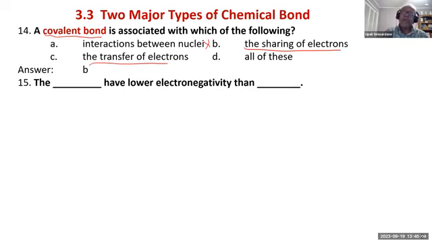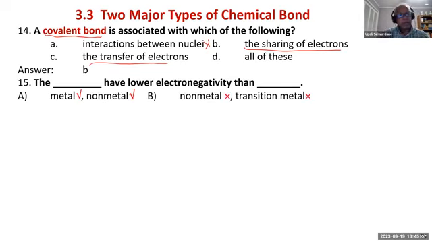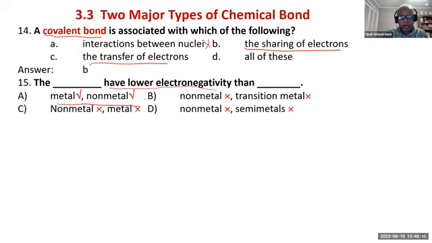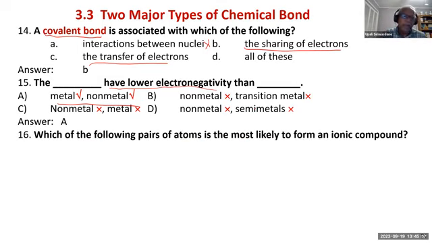The blank has lower electronegativity than blank. You can see metals have lower electronegativity, as I have shown you in the periodic table, than non-metals. Therefore, the correct answer is this. All other statements are not correct. Therefore, the answer is metals have lower electronegativity than non-metals. A. Which of the following pairs of atoms is most likely to form an ionic compound?